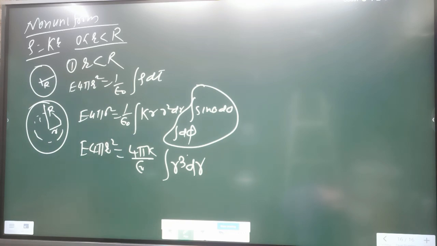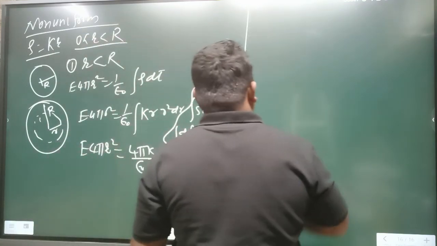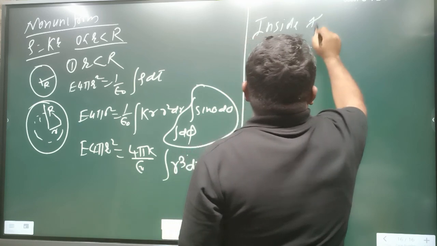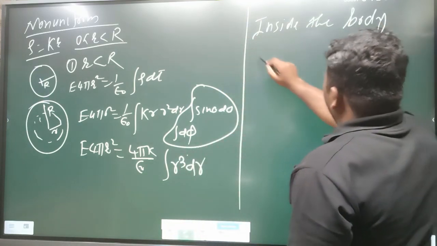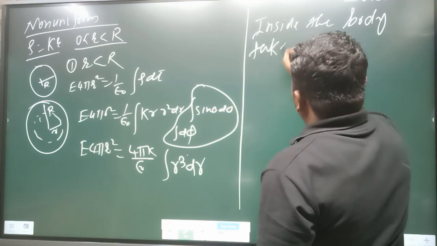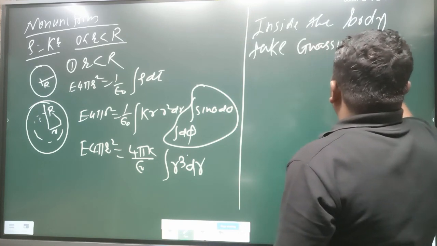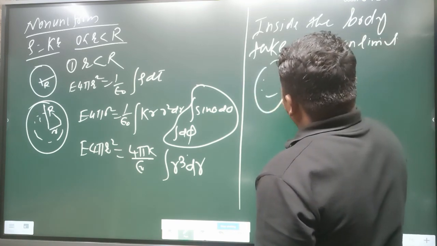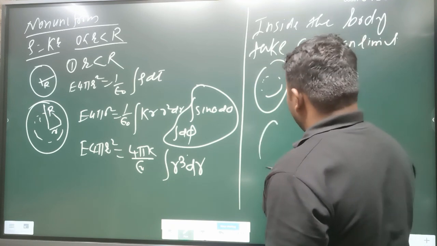Now the limit: inside the body, outside the body. For small r inside the body, take the Gaussian limit. Inside the body, the limit is 0 to small r. Okay, next.